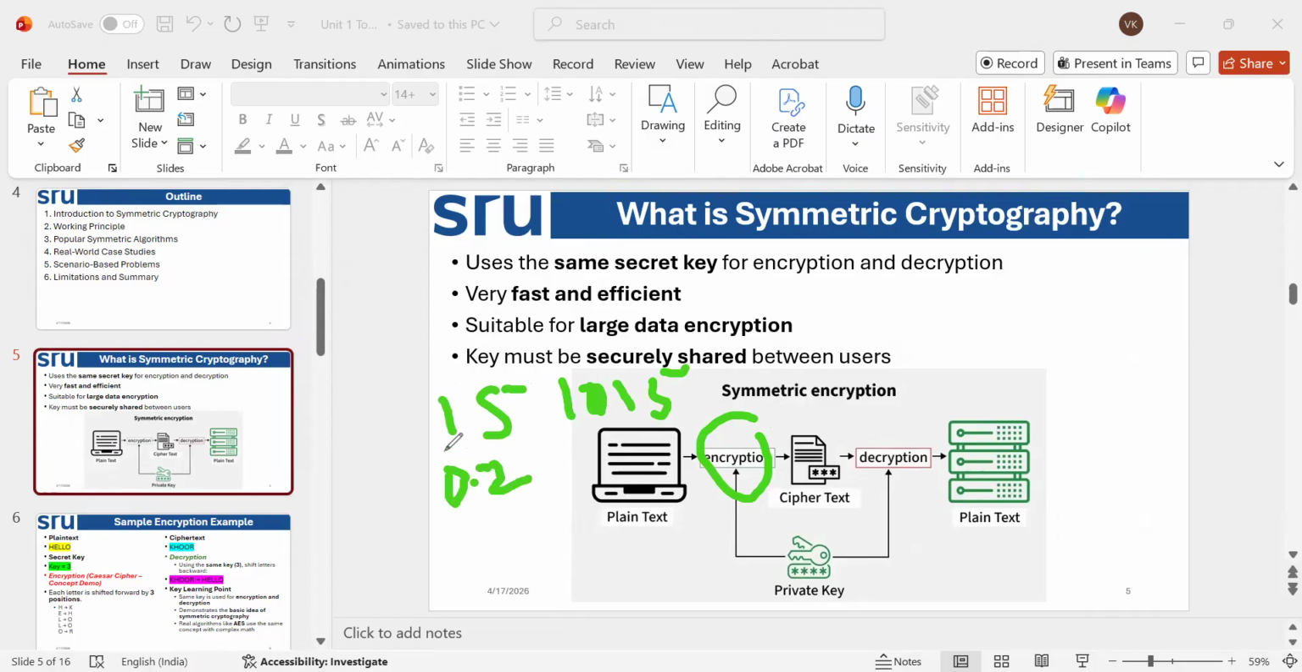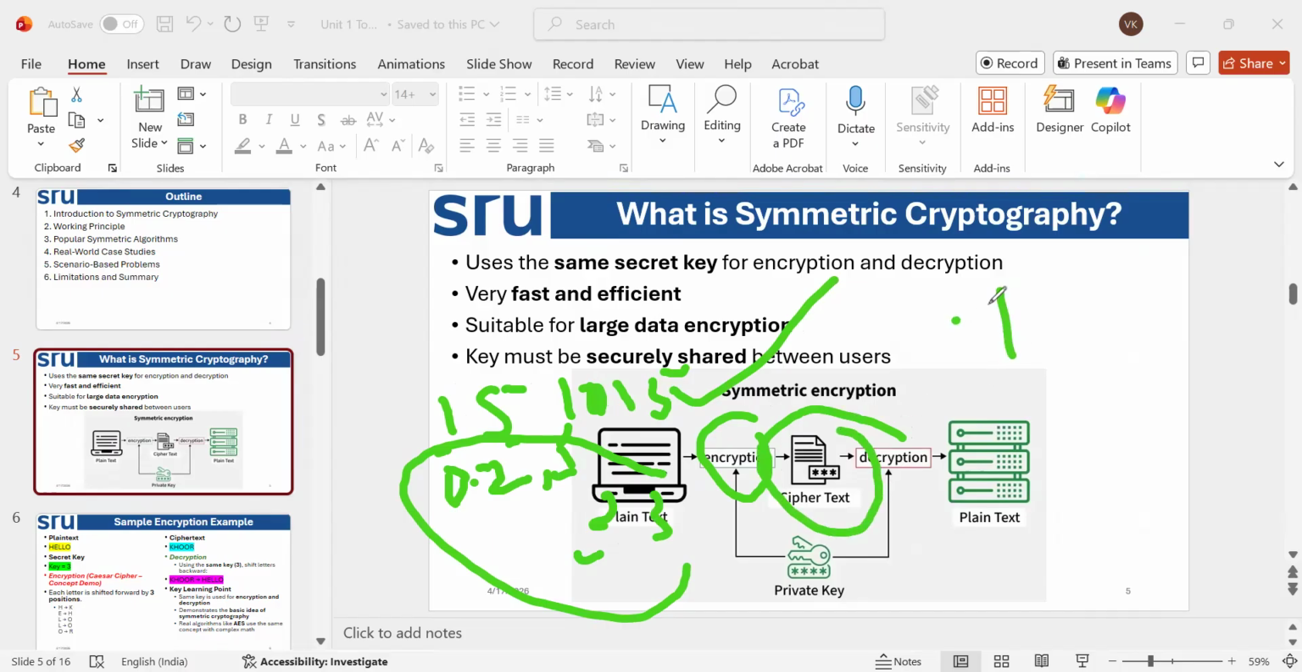So divide by 5, 0.2, this will become 1, 2, and 3. Now this is the original message, but it becomes this at the transmission stage. At the transmission stage, this original message becomes this one. Now nobody can read it in between. Even if they can read it, they cannot understand it. So it's a hidden message, right?